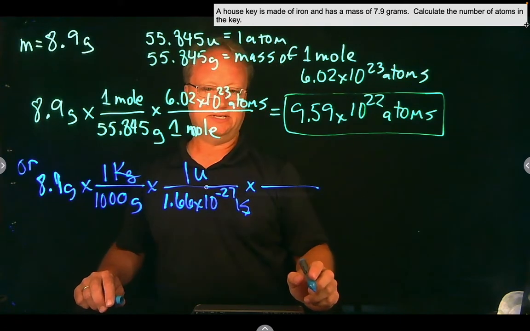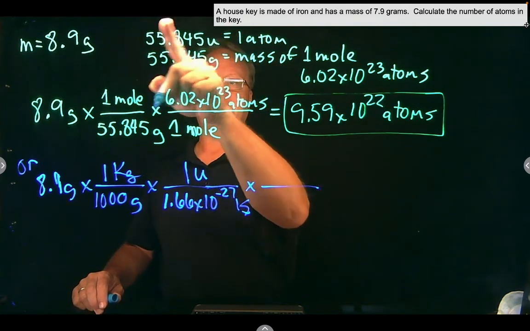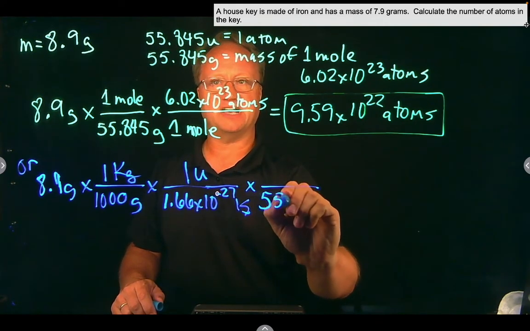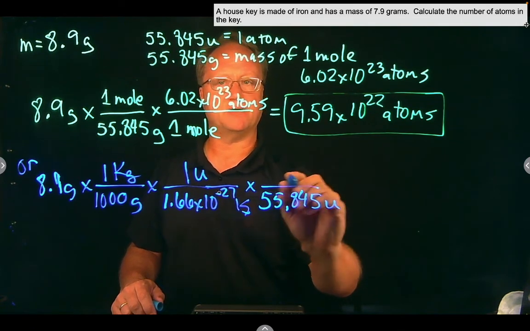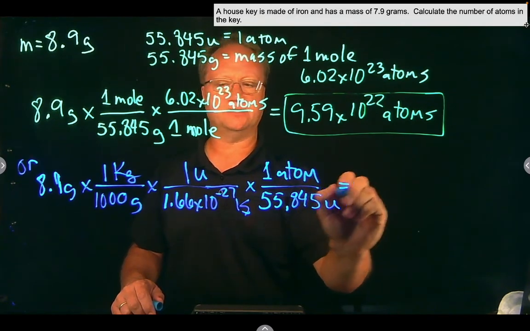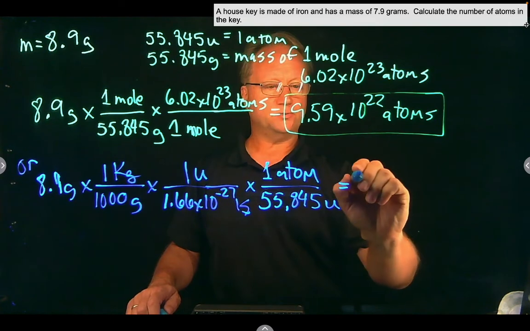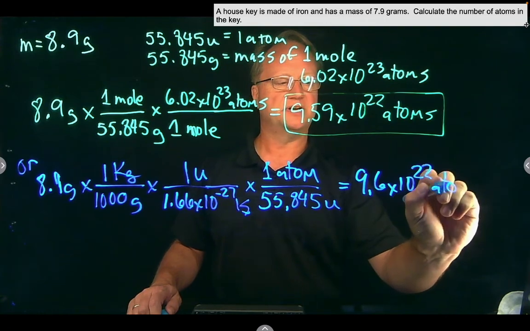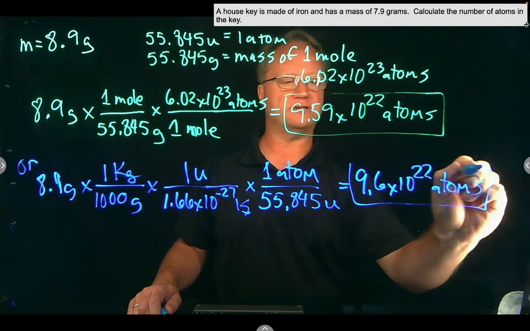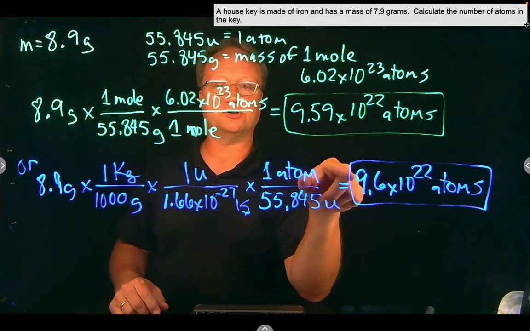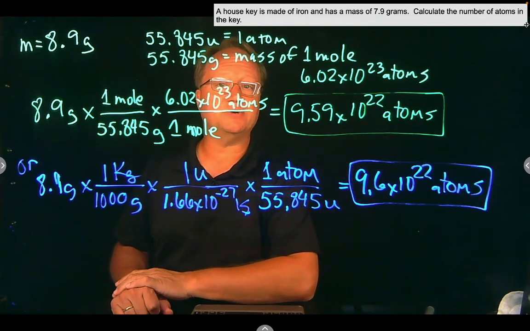One more step. Now we're in atomic mass units, and we know how many atomic mass units there are for 1 atom of iron. 55.845 atomic mass units is equivalent to 1 atom of iron. Going through the calculation here, we get 9.6 times 10 to the 22nd atoms. So plus or minus just a little bit of rounding, you get the same value. So whichever way is more logical for you to think about, there are different ways to be able to get the number of atoms in an object. Ponder physics.